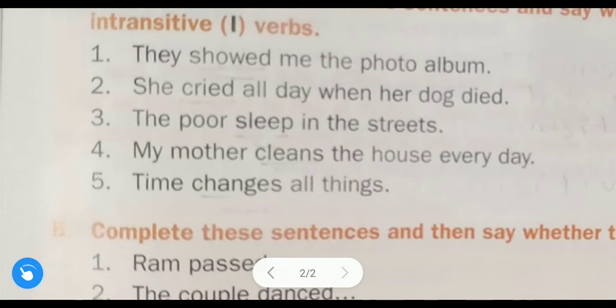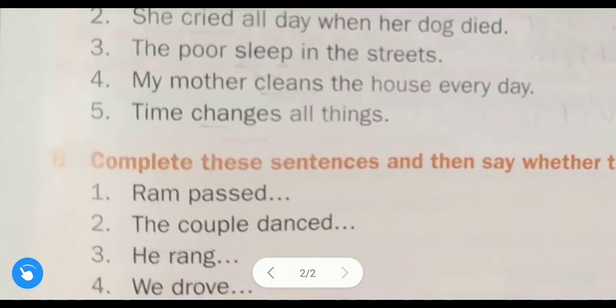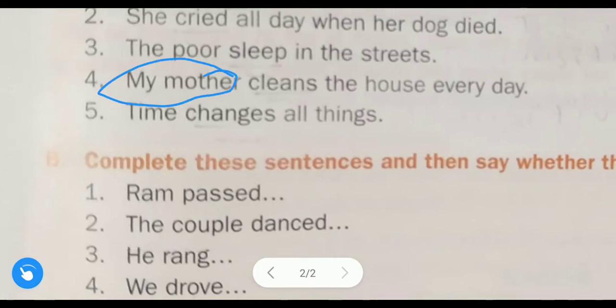Understood? Now let us discuss the next example, the fourth one. My mother cleans the house every day. What is the sentence? My mother cleans the house every day. So let us find the subject. My mother is the subject, cleans is the verb. This cleaning action is performed by the subject, my mother. So let us frame the question with what: what does my mother clean? So what is the answer? The house.